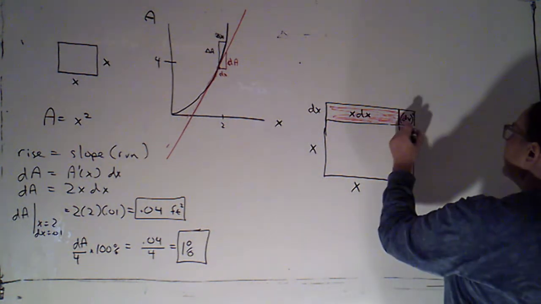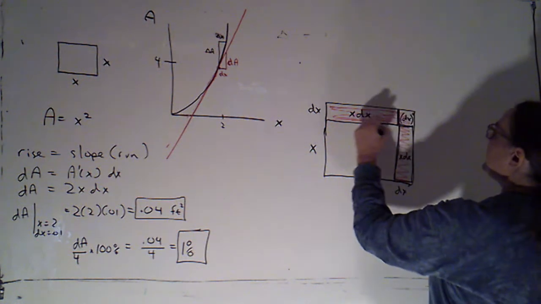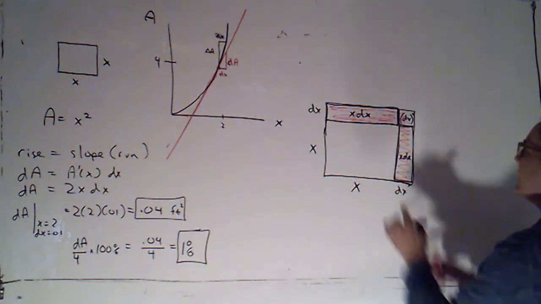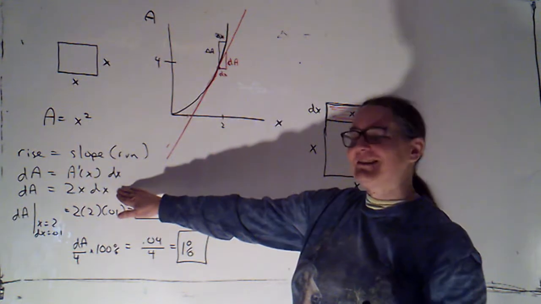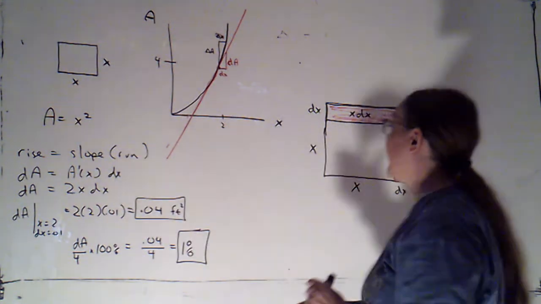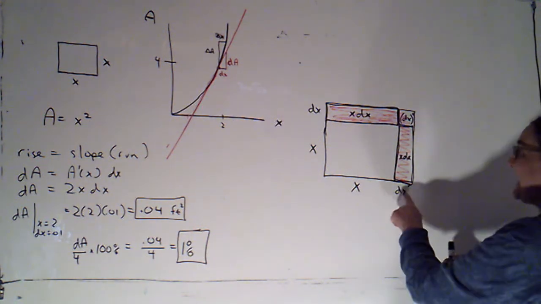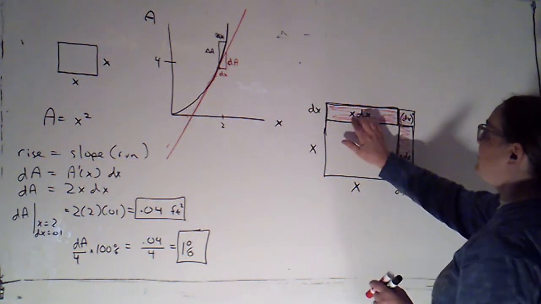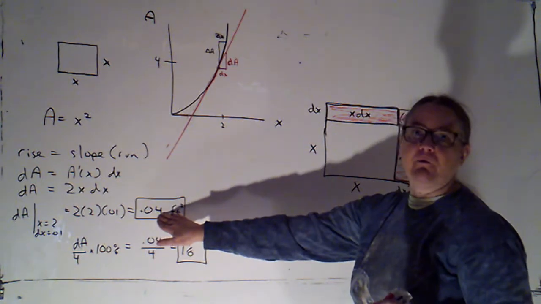If I look at this piece right here together with this piece, which do seem to make up the majority of the error, that's 2 copies of x dx. That's exactly what dA is. And you'll notice, if I were to replace x with 2 and dx with 0.01, that would be 2 copies of 0.02, which would give me the 0.04.